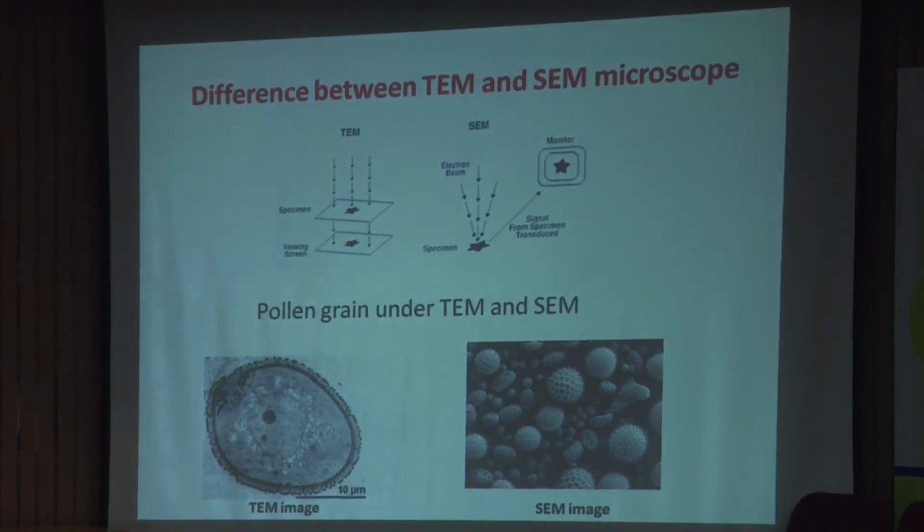The basic difference between the scanning electron microscope and the transmission electron microscope is, in the transmission electron microscope, as I told you, when the electron beam is generated, it has to pass through the specimen. The beam passes through, and then the transmitted image you can see on the fluorescent screen. And this specimen should be very, very thin, so that the electron beam can easily penetrate through the specimen.